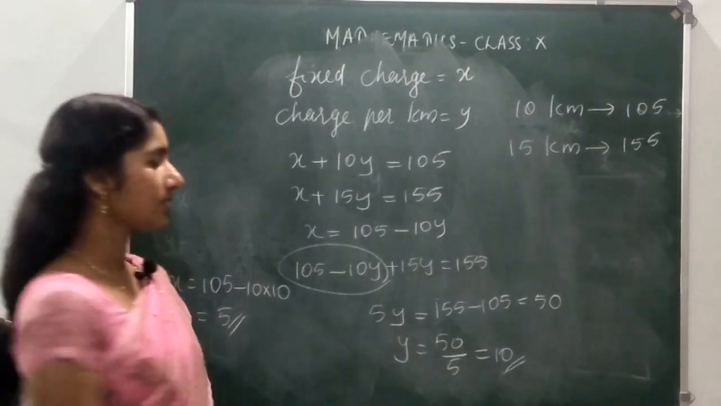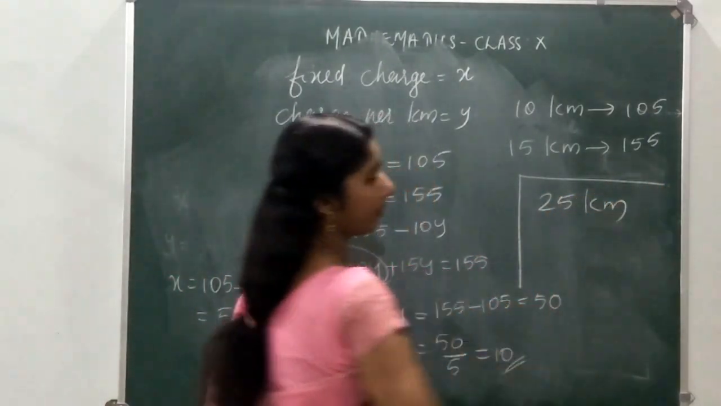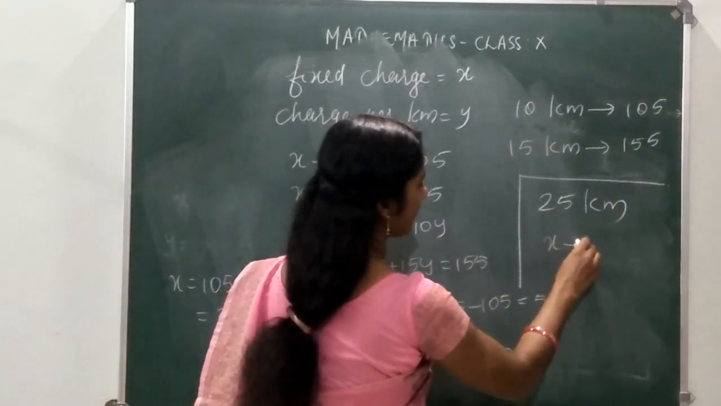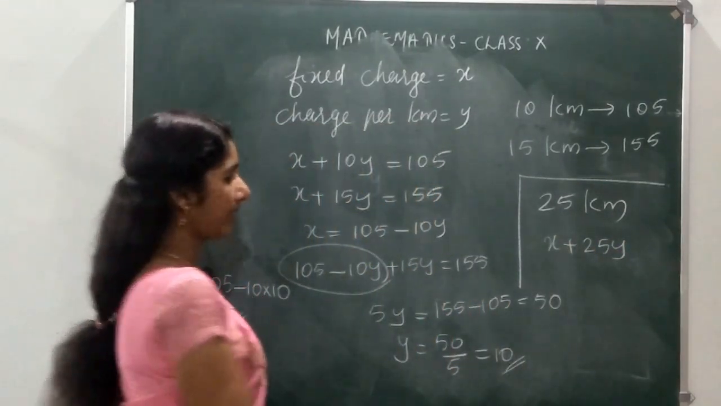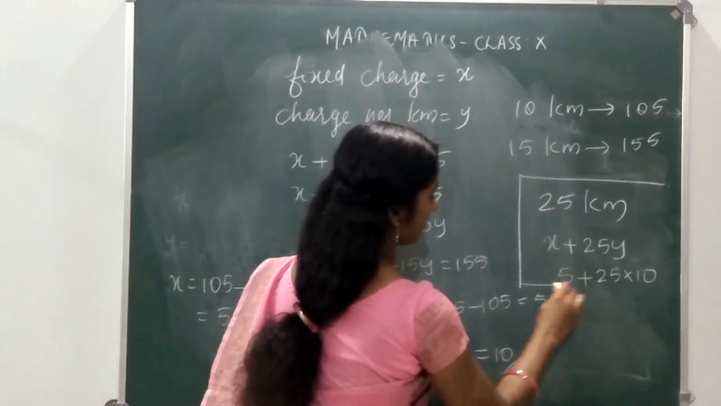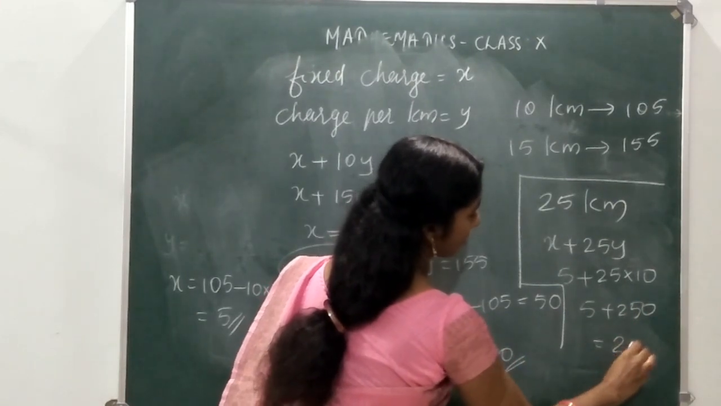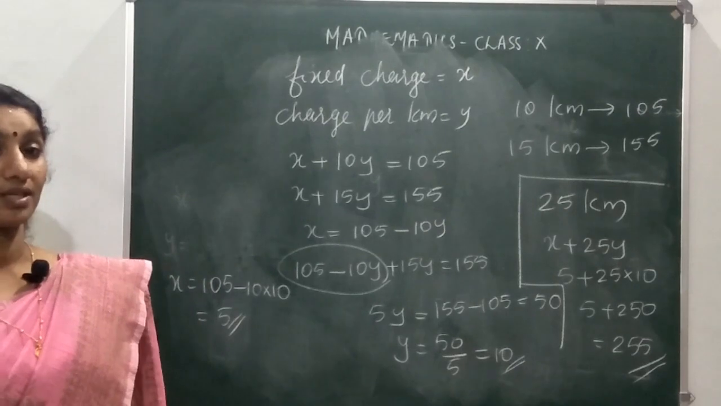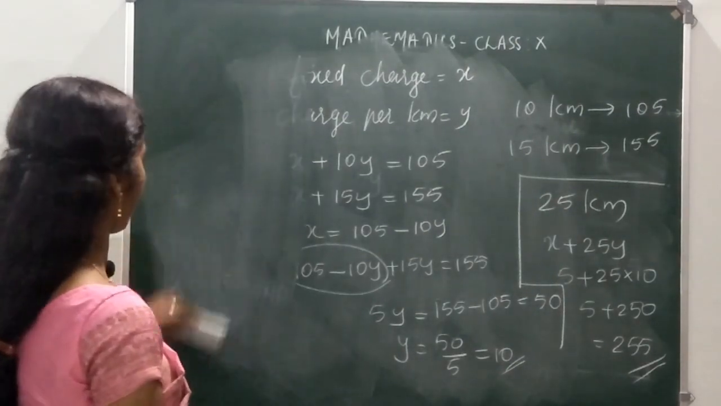And the question asks how much amount we need to pay if it is 25 kilometers. What is the amount? x plus 25y is the total amount. We got x is equal to 5 plus 25 into 10. So we are getting 5 plus 250, so 255 rupees. Like this, word problems are there in that exercise. We will explain one more word problem.